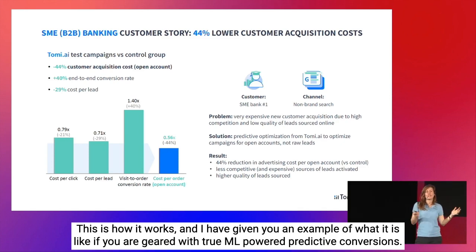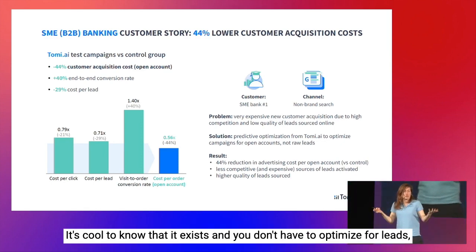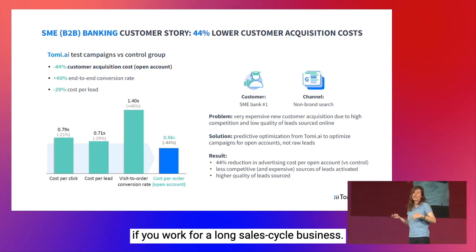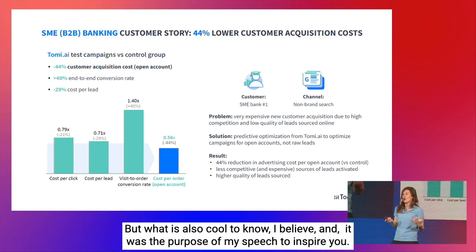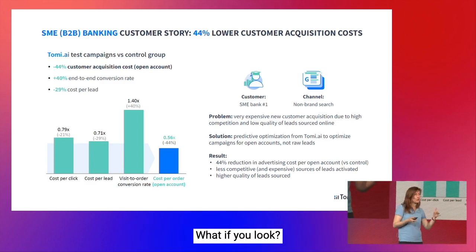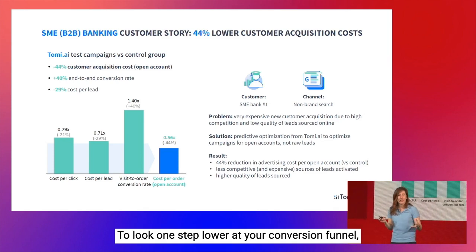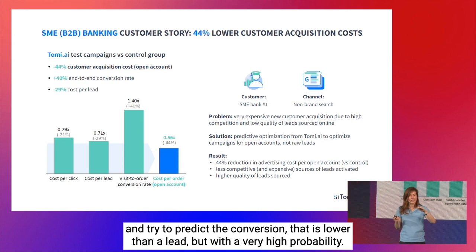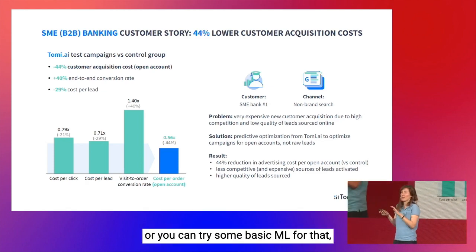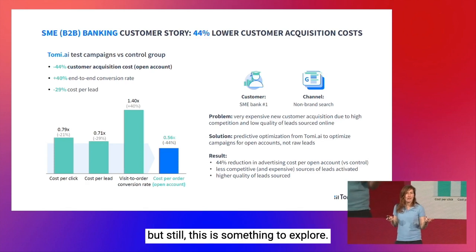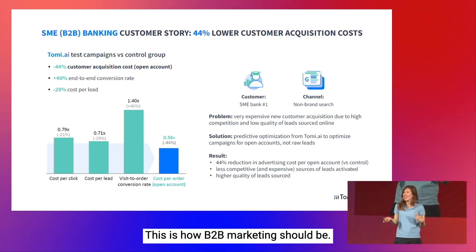And I have given you an example of what it is like if you are geared with true ML-powered predictive conversions. It's cool to know that it exists, and you don't have to optimize for leads if you work for a long cycle business. But what is also cool to know, and it was the purpose of my speech to inspire you, is that I believe it is still more valuable to look one step lower at your conversion funnel and try to predict a conversion that is lower than a lead, but with a very high probability. Think what you can do with that. It can be rule-based, or you can try some basic ML for that, but still, this is something to explore. It is not only the leads you can optimize for, it is also the valuable outcomes, revenue, LTV. This is how B2B marketing should be.